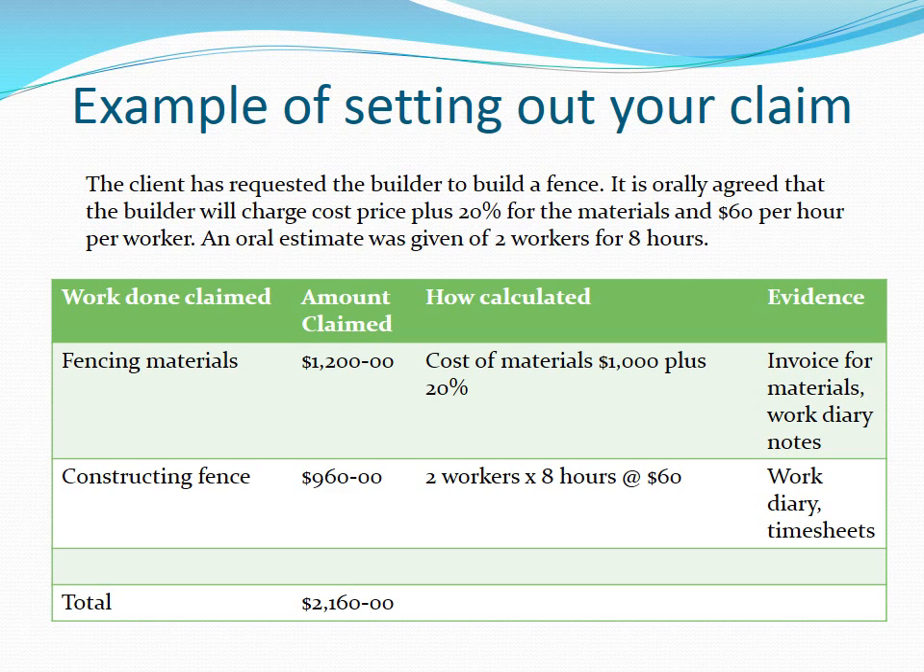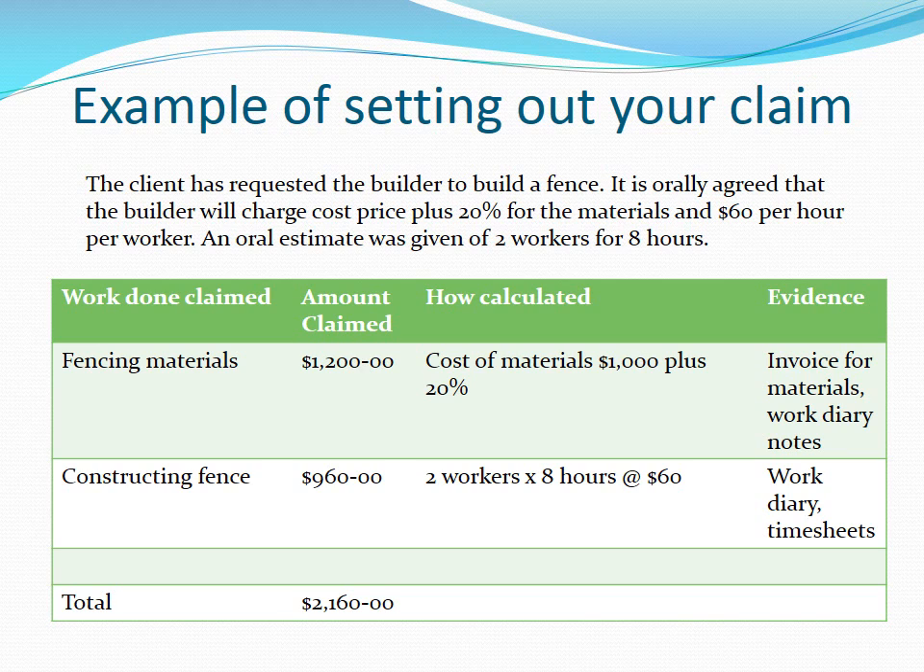In this example, the client has requested the builder to build a fence. It is orally agreed that the builder will charge cost price plus 20% for the materials and $60 per hour per worker. An oral estimate was given of 2 workers for 8 hours. The builder has detailed the claim by work done, fencing materials, $1,200, and it's been calculated as cost of material $1,000 plus 20%. The evidence is the invoice for materials and some work diary notes.